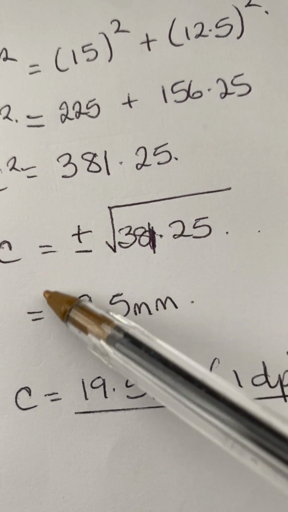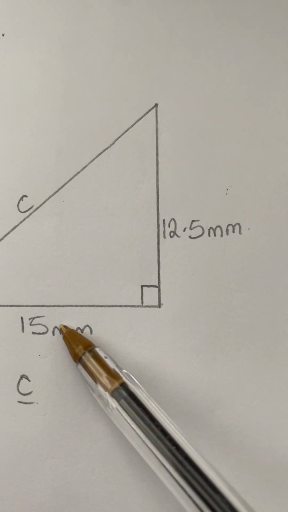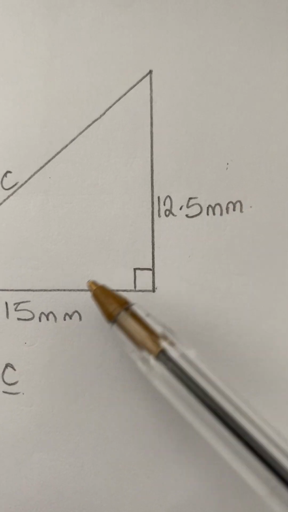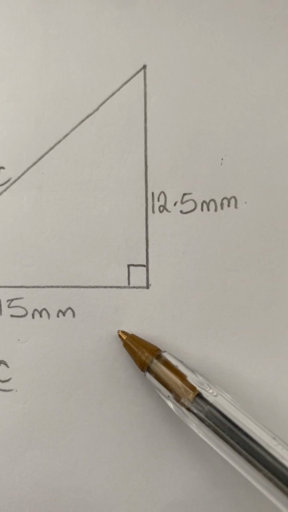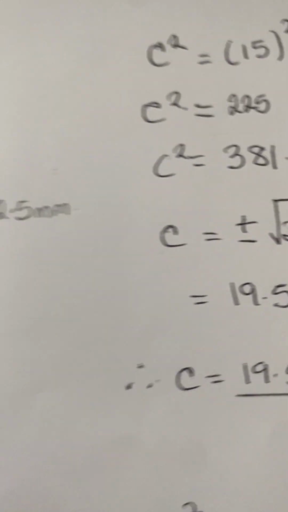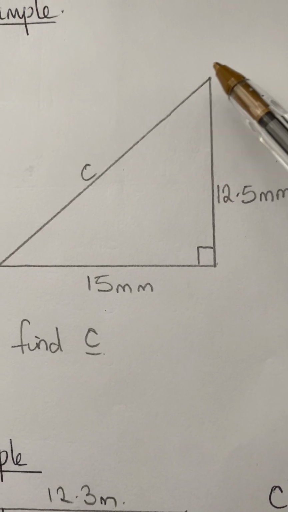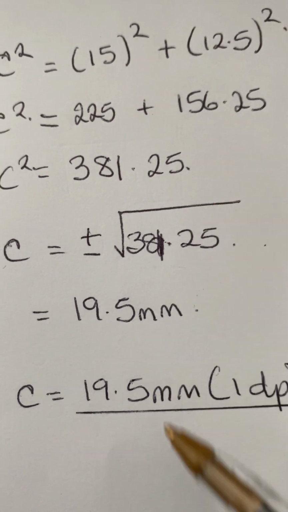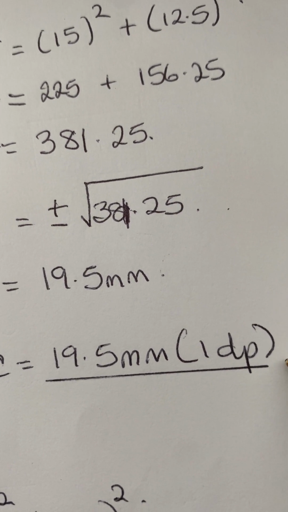millimeters. And because it's length, we are going to choose the positive. Now, our question is in millimeters. So if they've given you millimeters, don't go and be writing meters or centimeters. Just write the units that they've given you in the question. So it means this length from here to here, by Pythagoras Theorem, is 19.5 millimeters to 1 decimal place.